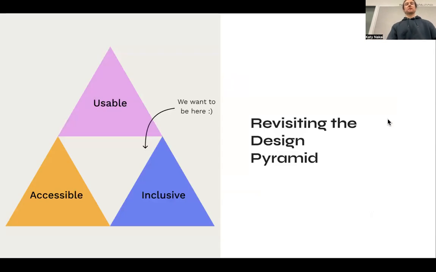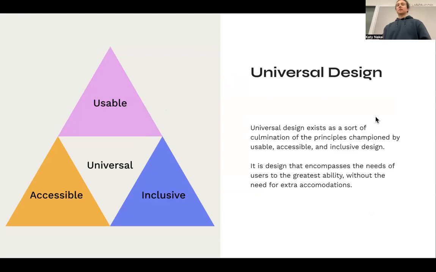And so that's where we want to be, sort of in the middle. We call this universal design. This is a culmination of all the principles that are championed by usable, accessible, and inclusive design. It encompasses the needs of users to the greatest ability.